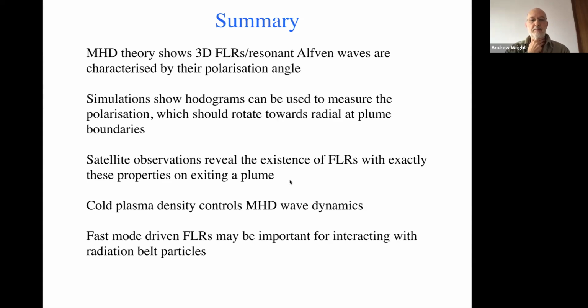An interesting comment to make on this study is that it's maybe not surprising, but it really does bring home how important the cold plasma density is for controlling MHD wave dynamics, particularly when you've got structures like plumes. And the fact that we can rotate away from the traditional 2D azimuthal polarization is important for considering how these waves are going to interact with particles, in particular radiation belt particles.